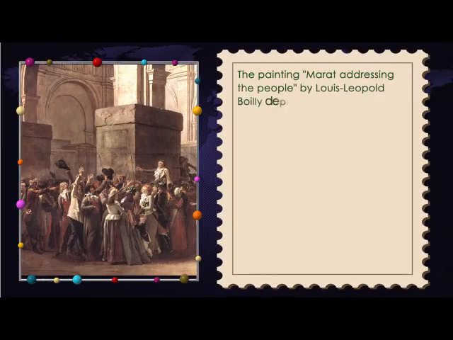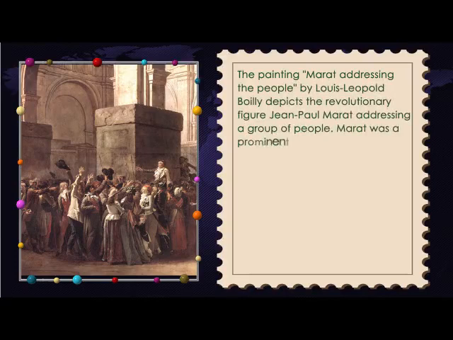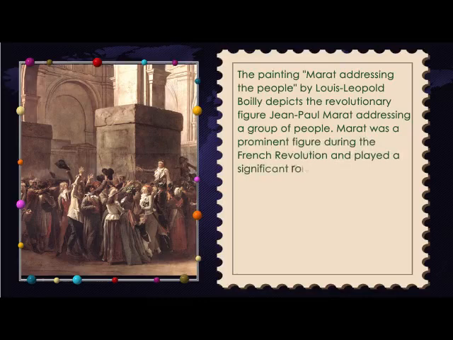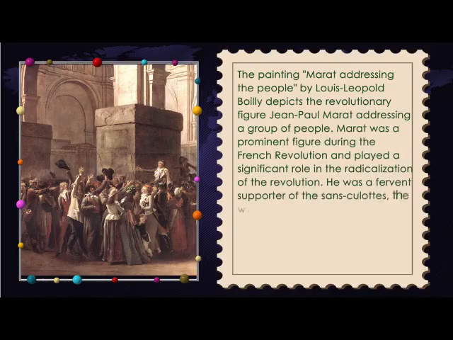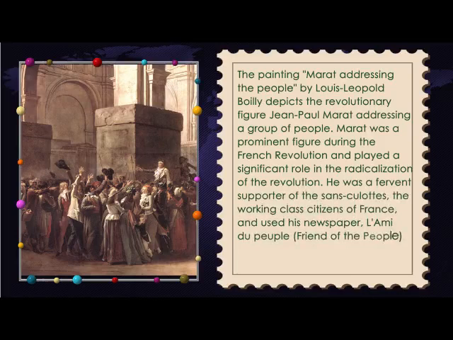The painting Marat Addressing the People by Louis Leopold Boilly depicts the revolutionary figure Jean-Paul Marat addressing a group of people. Marat was a prominent figure during the French Revolution and played a significant role in the radicalization of the revolution. He was a fervent supporter of the sans-culottes, the working class citizens of France, and used his newspaper L'Ami du Peuple, Friend of the People, to rally support for the revolutionary cause.